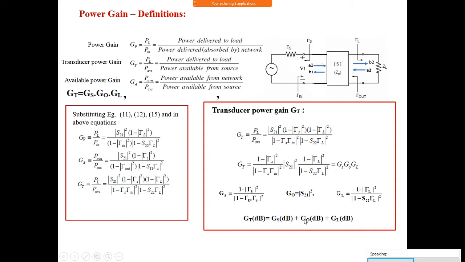This G naught is fixed for a given transistor or active device here. G naught is fixed because it depends upon the value of S21. S21 is the transmission coefficient, the transmission characteristic scattering parameter of this active device. So it is fixed for a given transistor. Whatever value you get for G naught, you keep here. But that may be lesser than what we needed. We want 20 dB, for example. It may be 12 dB.